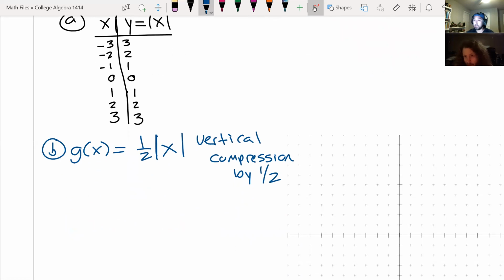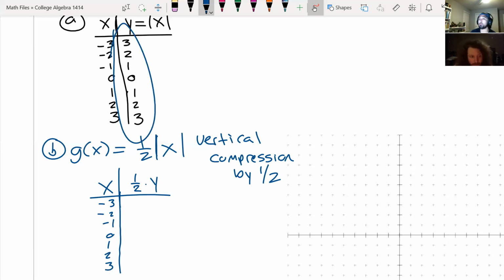So to show the transformation, again, since this is only a vertical transformation, it only affects the y values. So we're going to multiply all the y values by what number? Two. Well, vertical transformations are straightforward. So it's going to be multiplied by 1/2. Okay. And your x values stay the same, -3, -2, -1, 0, 1, 2, 3.